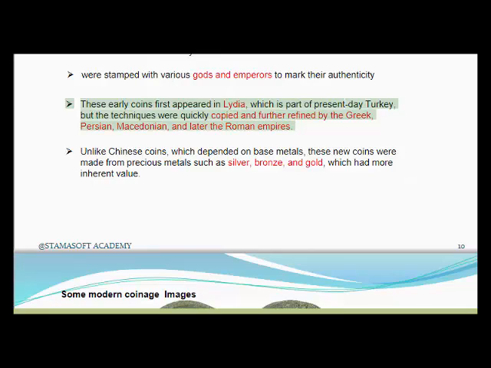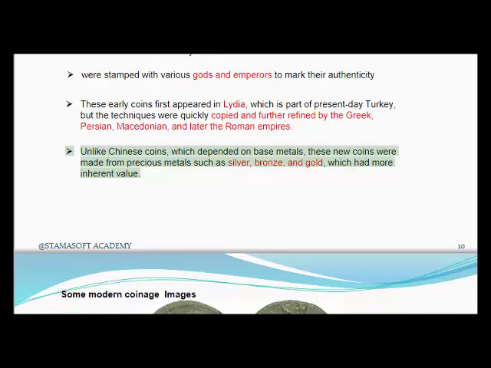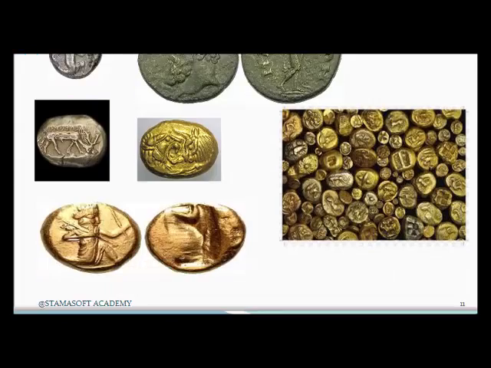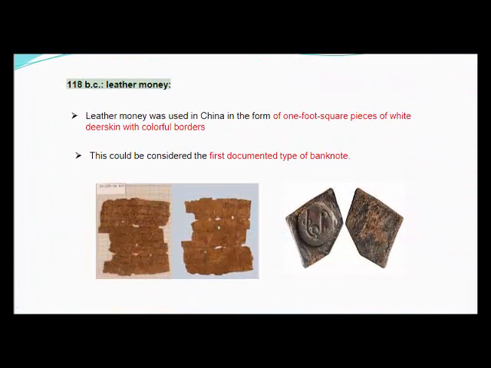Unlike Chinese coins, which depended on base metals, these new coins were made from precious metals such as silver, bronze, and gold, which had more inherent value. Some modern coinage images. 118 BC, leather money. Leather money was used in China in the form of 1-foot square pieces of white deerskin with colorful borders. This could be considered the first documented type of banknote.